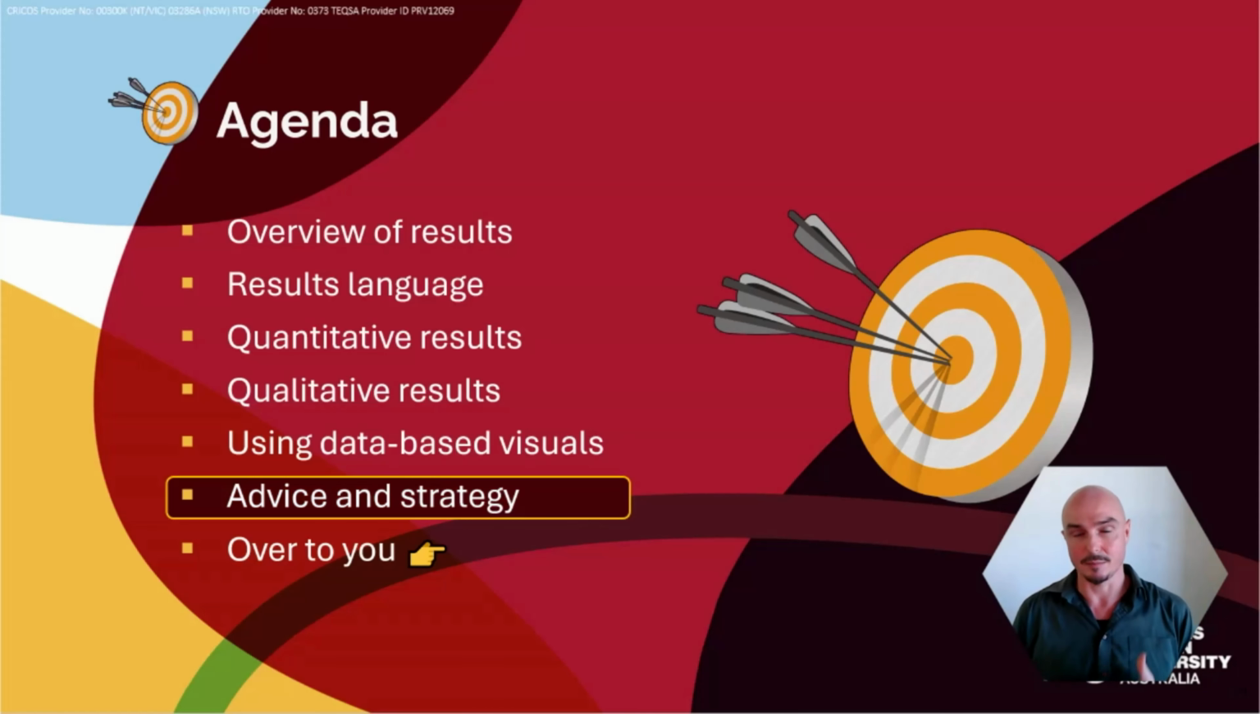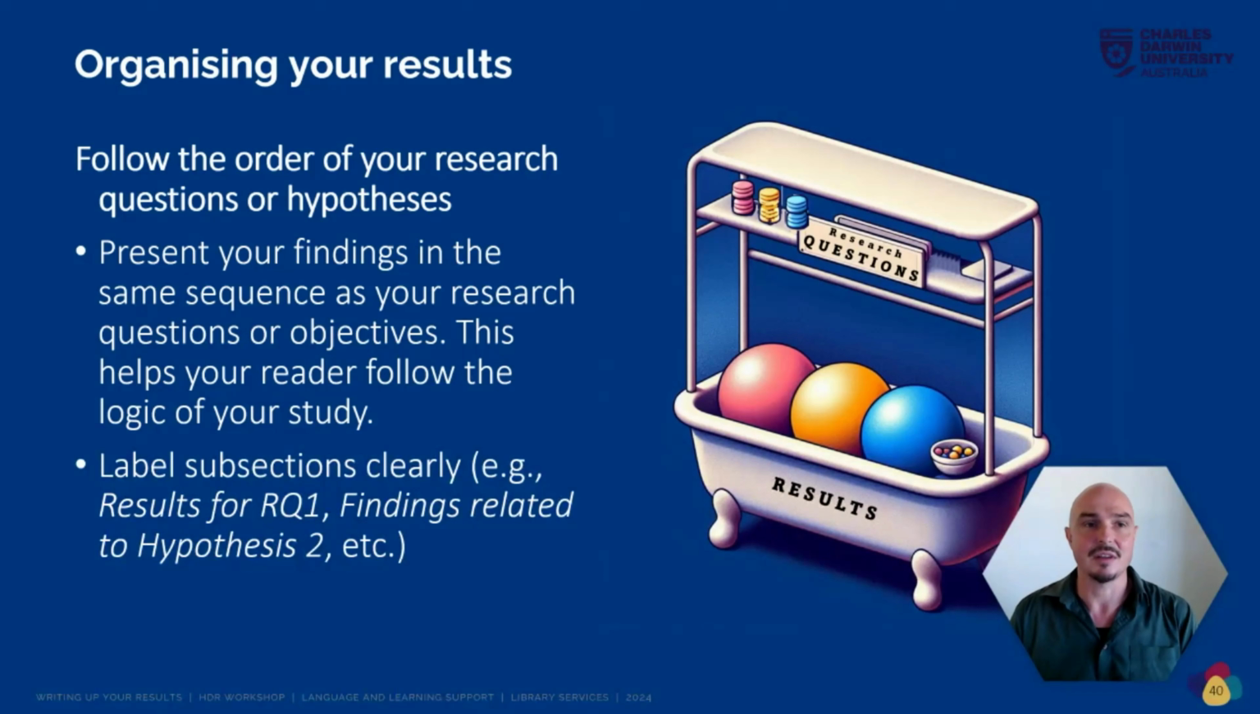I'll finish up with some general advice and strategy for writing your results section. The first thing is when you're organizing your results, trying to decide on the order that you'll present them. I think it's a good idea to follow the order of your research questions. So let's say in your introduction, you've come out with 3 research questions. It seems logical in your results section that you would report data in the order that those questions are asked.